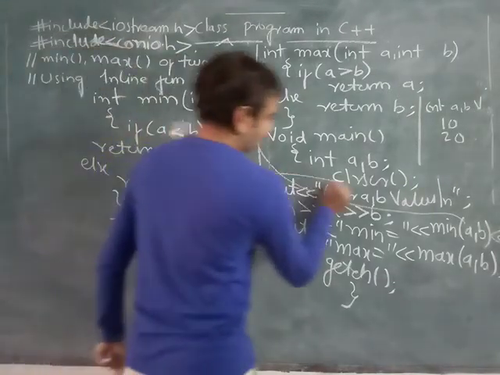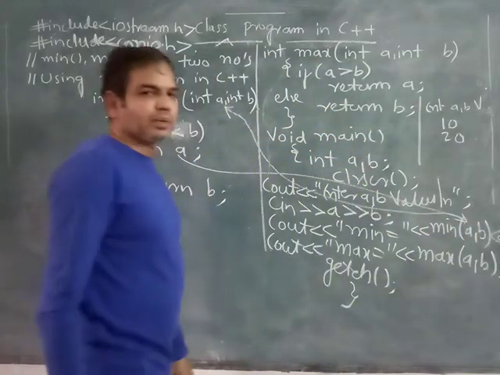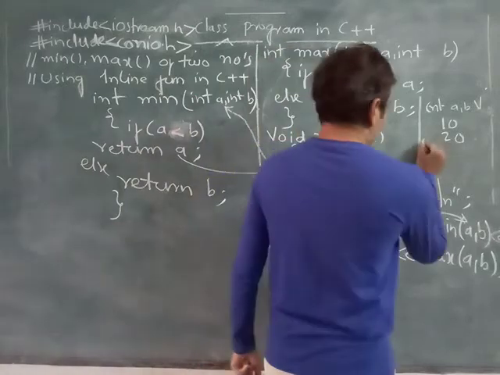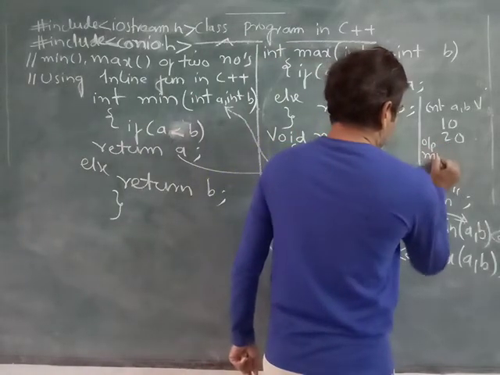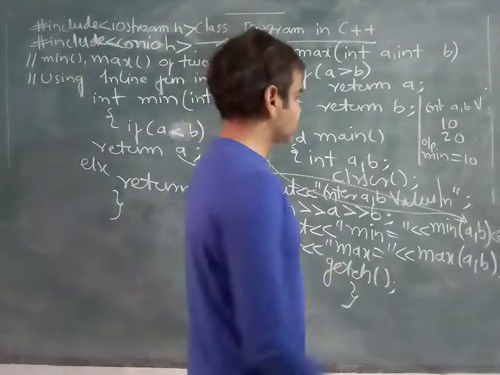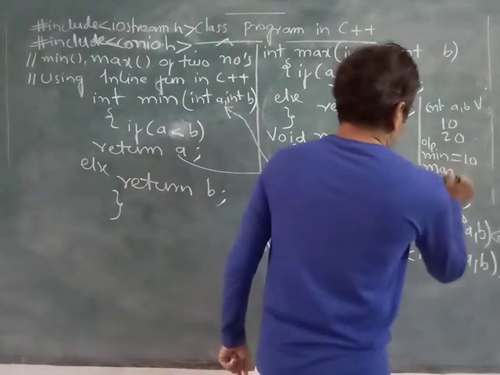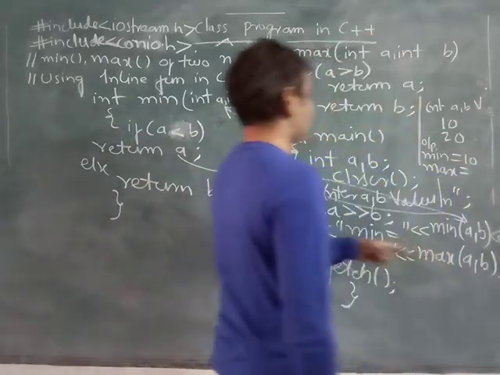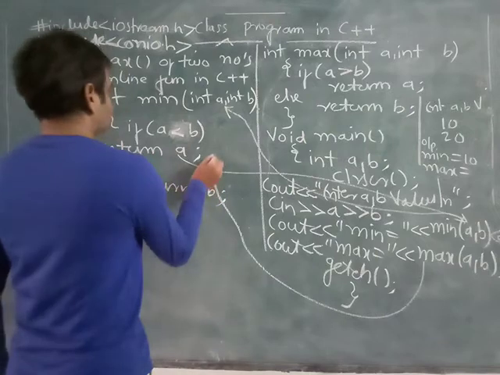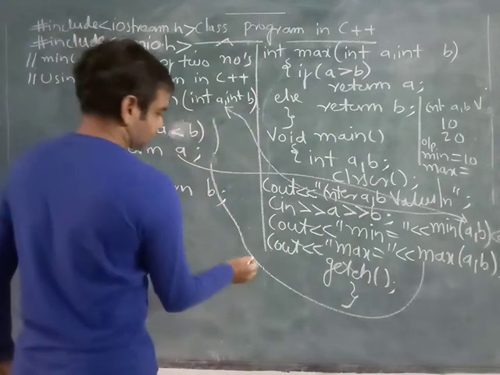Remember this is inline. Wherever you call, there the values will be inserted. So the value will print. So it will display: Minimum is equal to 10. Same values I am passing to maximum. So it will display maximum is equal to. So maximum a comma b, the cursor goes here. A comma b. Okay.